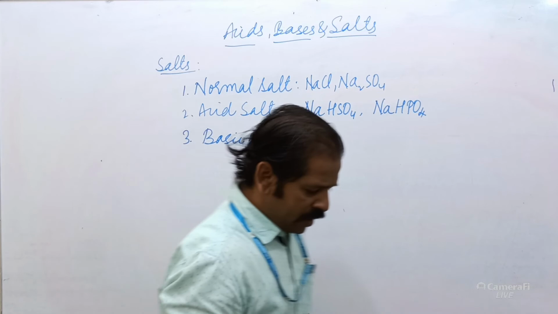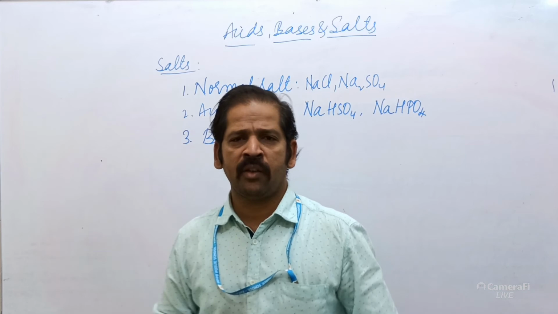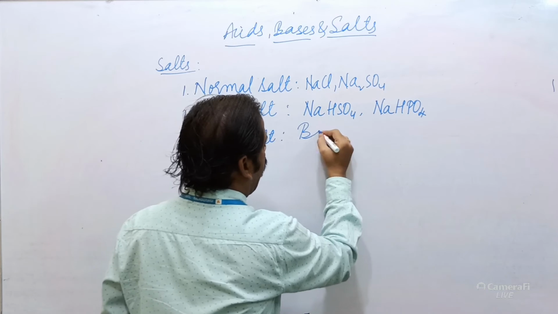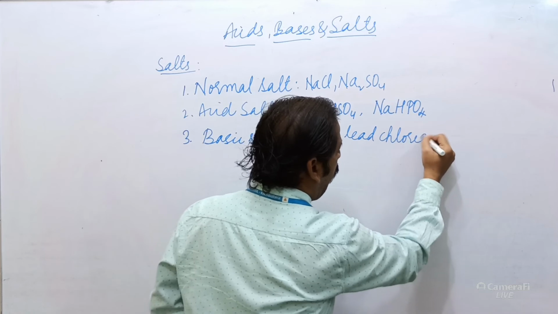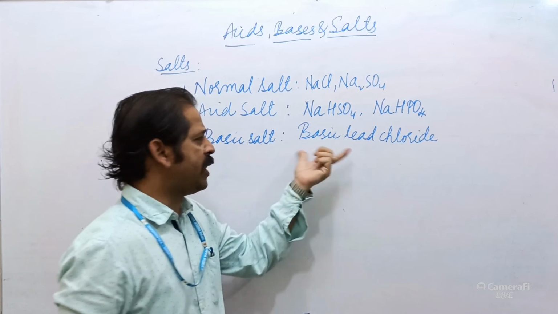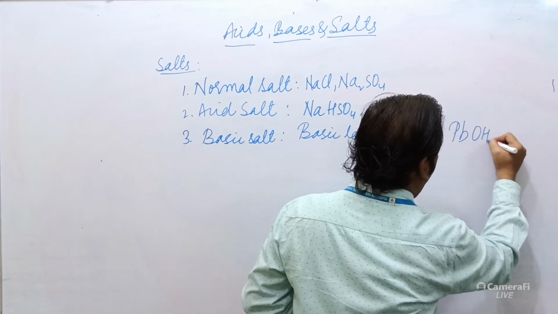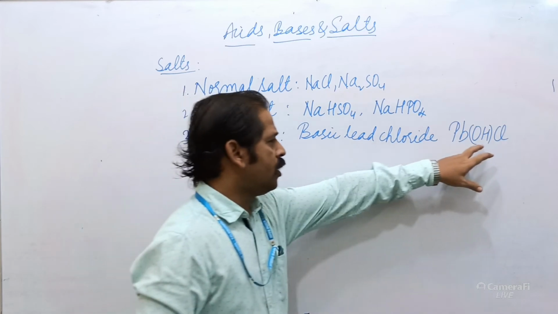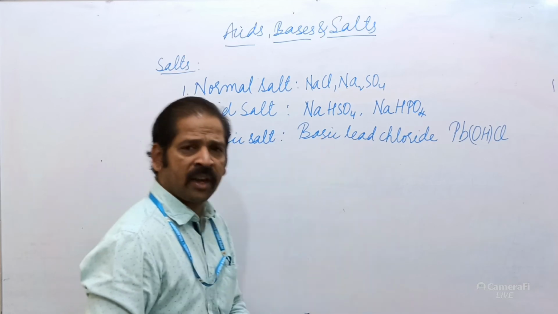In the basic salt, once again partial replacement of hydroxide ion will be there, and the example is basic lead chloride. Its formula is PbOHCl. Partial replacement is not a complete replacement. With complete replacement, directly the salt will be available.